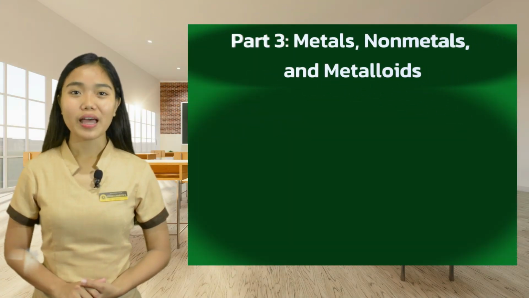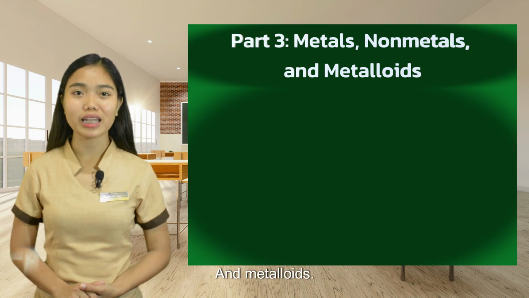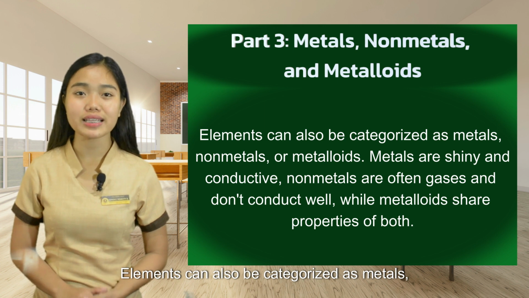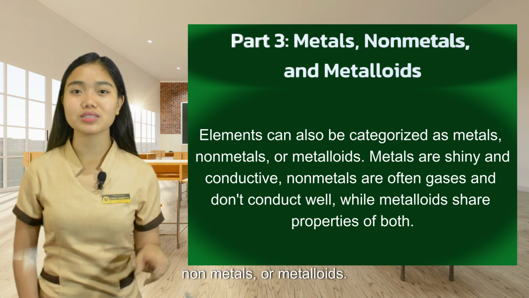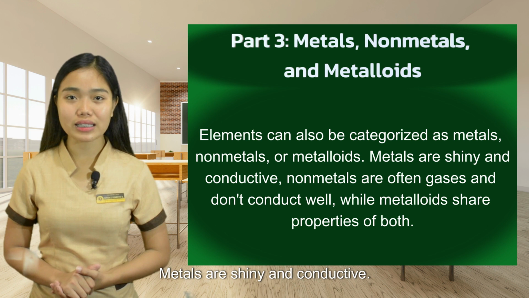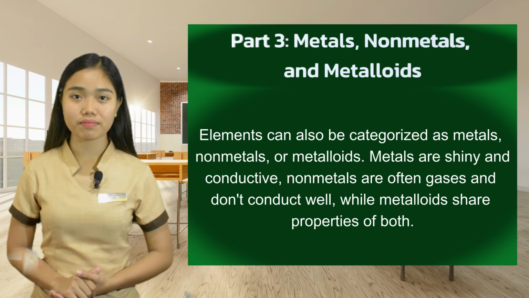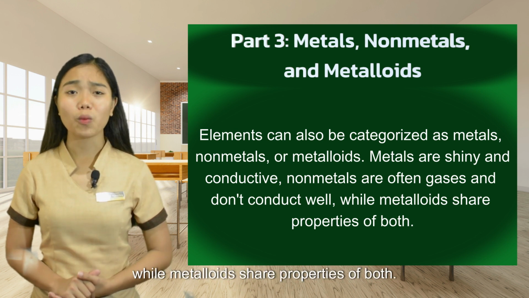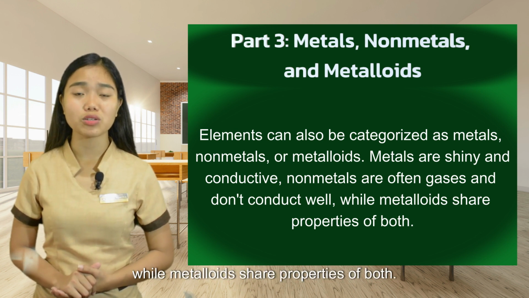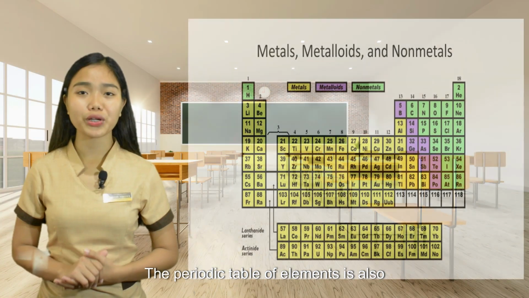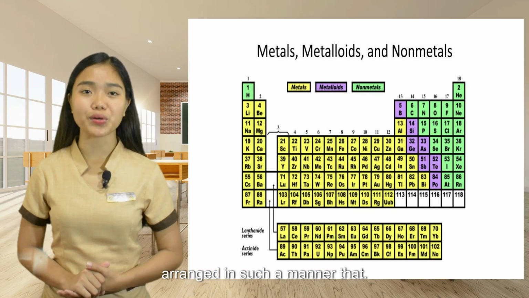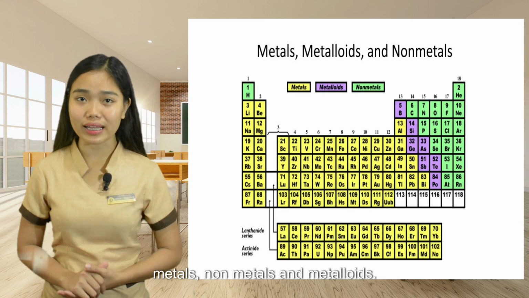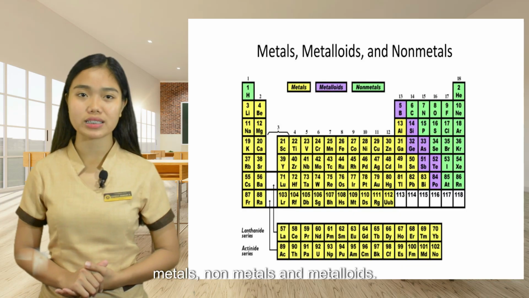Part 3. Metals, nonmetals, and metalloids. Elements can also be categorized as metals, nonmetals, or metalloids. Metals are shiny and conductive. Nonmetals are often gases and don't conduct well, while metalloids share properties of both. The periodic table of elements is also arranged in such a manner that you can easily see the location of the metals, nonmetals, and metalloids.